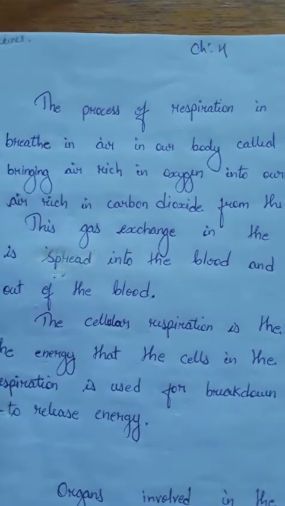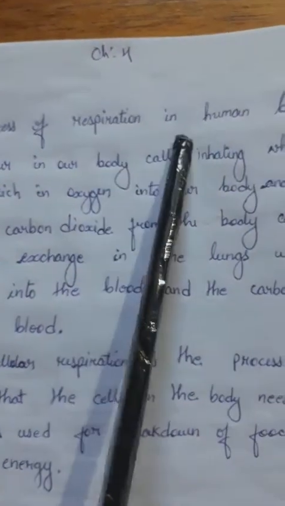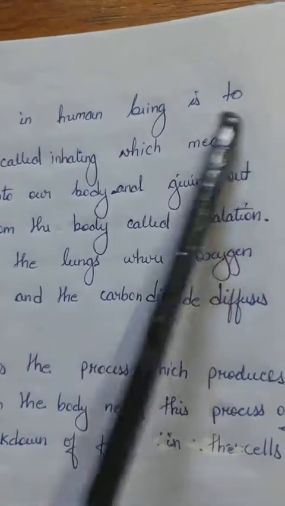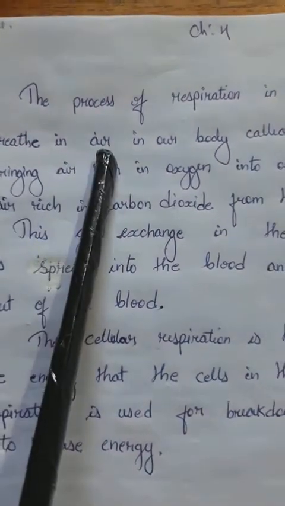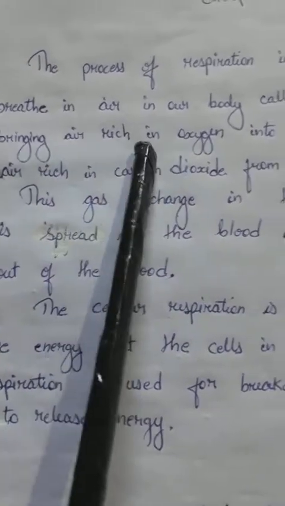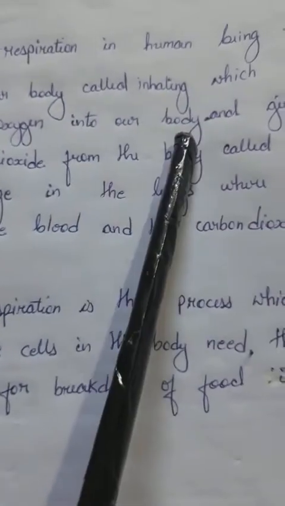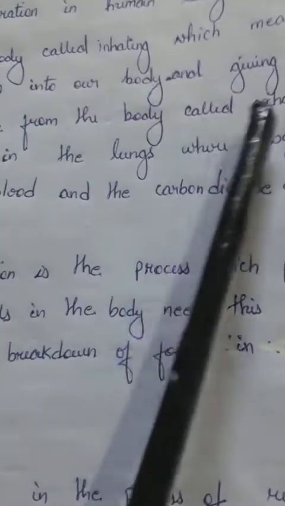The answer. Number 1 answer. The process of respiration in human being is to breathe, B-R-E-A-T-H-E, to breathe in air into our body, called inhaling, which means bringing air rich in oxygen into our body, and giving out air rich in carbon dioxide from the body, called exhalation. Full stop. The next line.